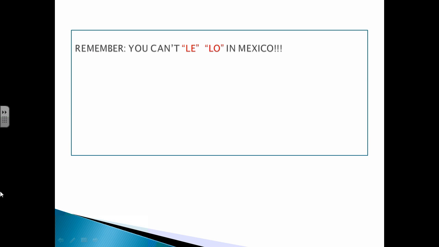This will help you. Remember, you can't lay low in Mexico. You can't lay low in Mexico. So write down "lay low" on your sheets. What exactly does that mean? You can't have two L's together.